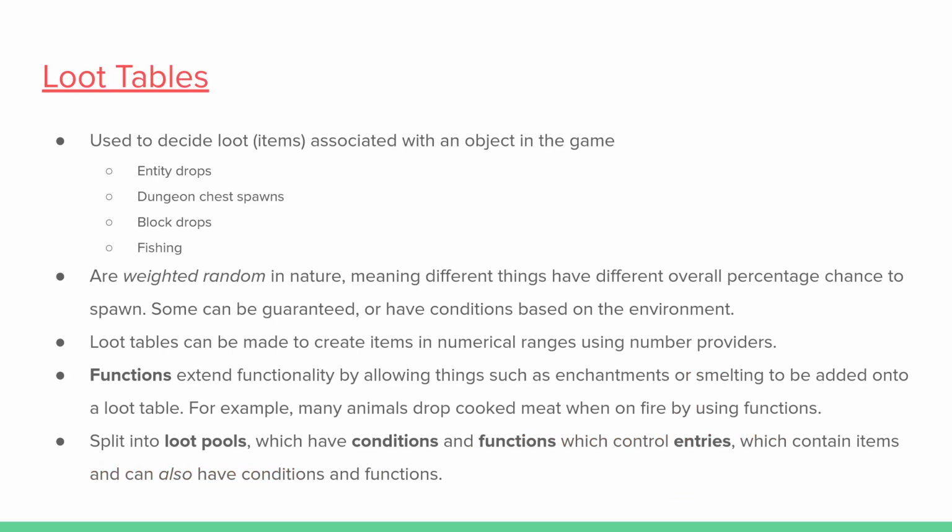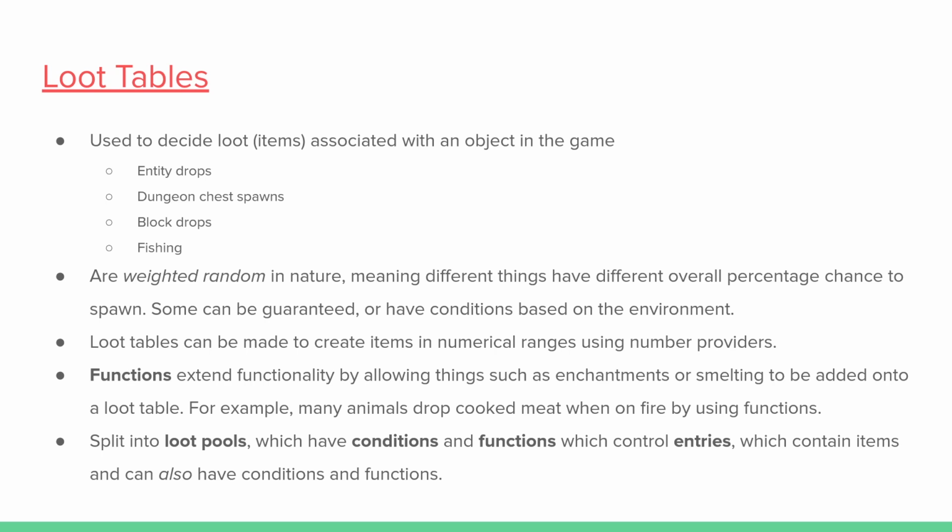Loot tables. So loot tables associate loot with stuff in the game. So for example, when an entity dies, it has drops. A block, when it's broken, has drops. When you open a dungeon chest, it has loot in it. When you fish, it spawns random items. Those are all using loot tables.